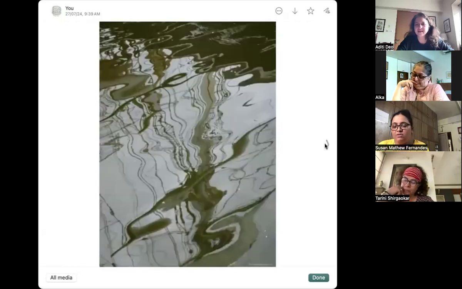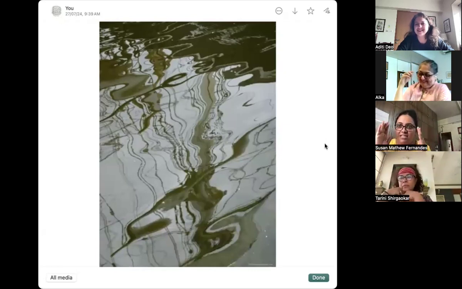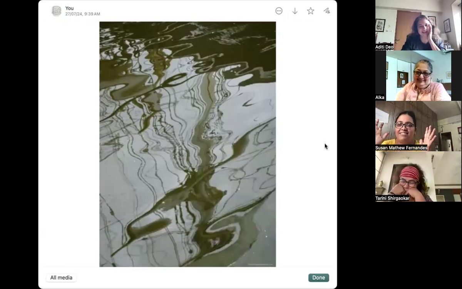And the last one, because of the rains, I think of the last one as murky. Because I've seen too much of flood water this time, and all of it is this color. Correct. Nice. Alka, how about you?